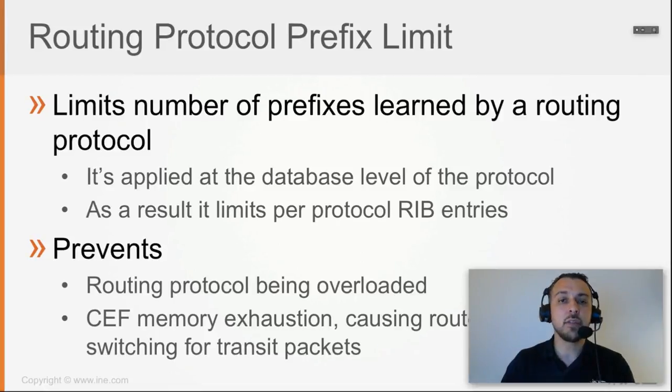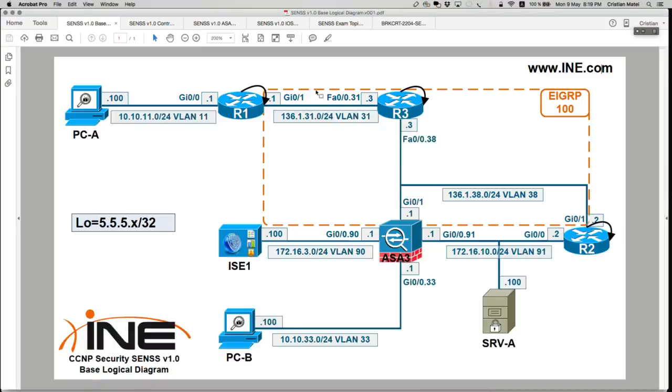What I mean by this is the following. Let's pick a protocol, say BGP. If you don't put a limit on the number of prefixes that BGP can learn in the database, let's say BGP learns 1 million routes. It means that BGP is going to send all of those routes. So what happens? Let me make this more visual.